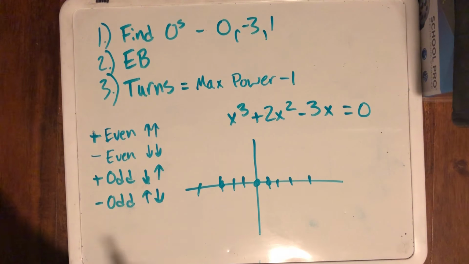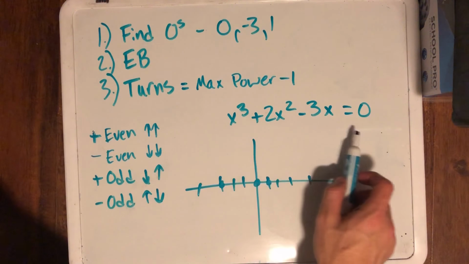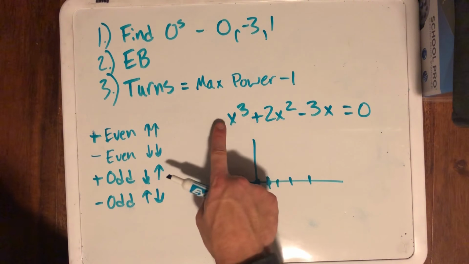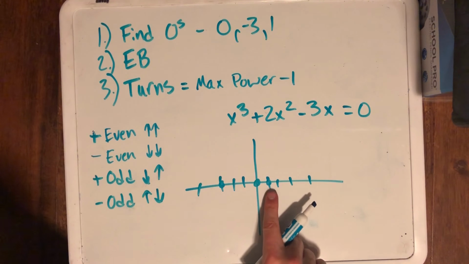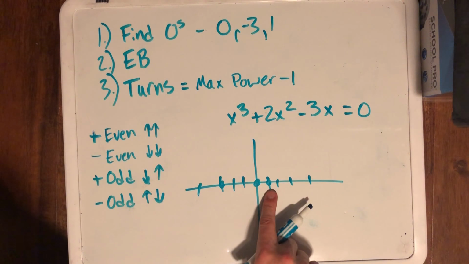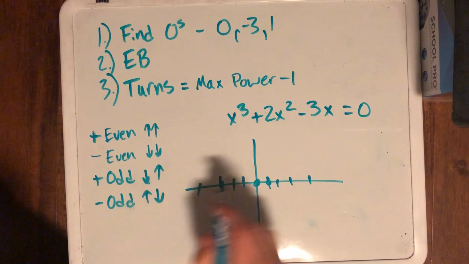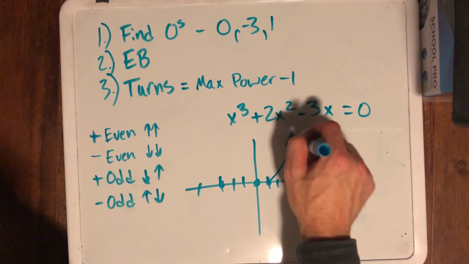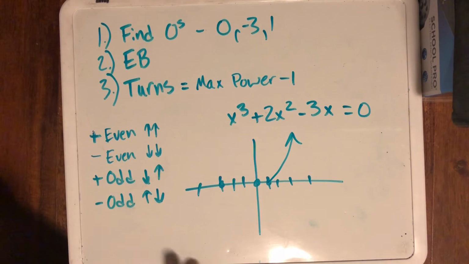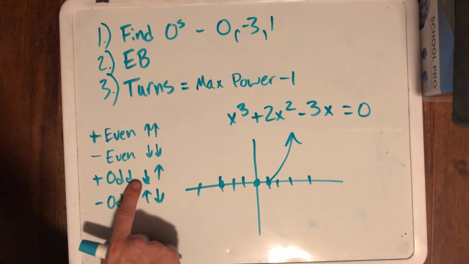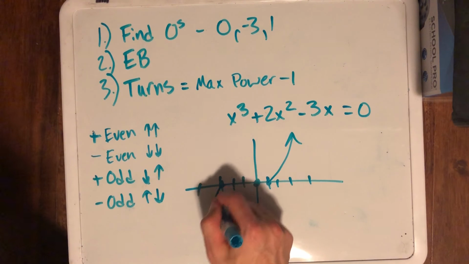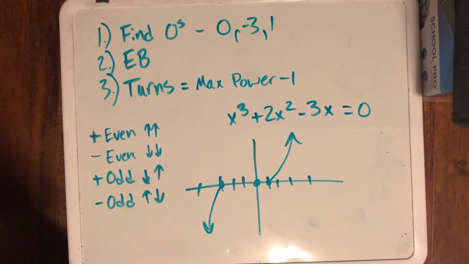So going back to our problem, we have an odd power and it's got a positive coefficient. So we're going to look at the far right zero, which is right here. It's our 1. We know that it's going to be going up on the right, so we can just throw an up arrow there. And then we look at our far left zero, which is -3, and we know that's going down as it moves left, so we can throw a down arrow there.